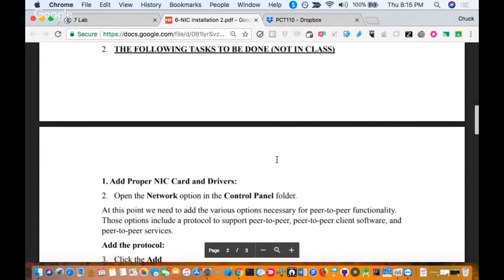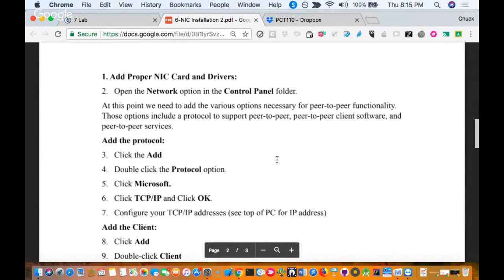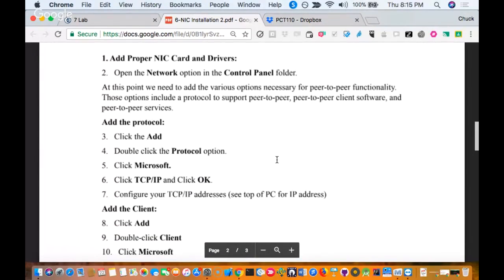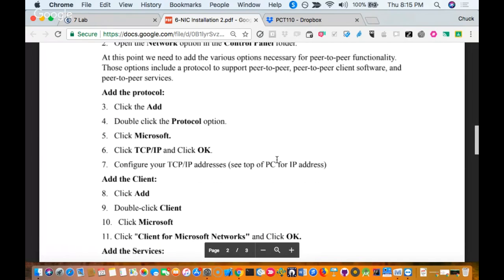The following tasks will not be done in class. We will not install this actually to a computer and set them up with a keyboard, mouse, and monitor. But if you were to do it at home, it would go through these processes. And I want to go over these because we're going to talk about it at the very end. So when you add a NIC card properly to your computer, a couple protocols need to be added. One is a Microsoft protocol for TCP/IP, which is mentioned there under protocol. In fact, that's the only protocol needed. But without that, you can't connect to the network. You have to have TCP/IP installed.